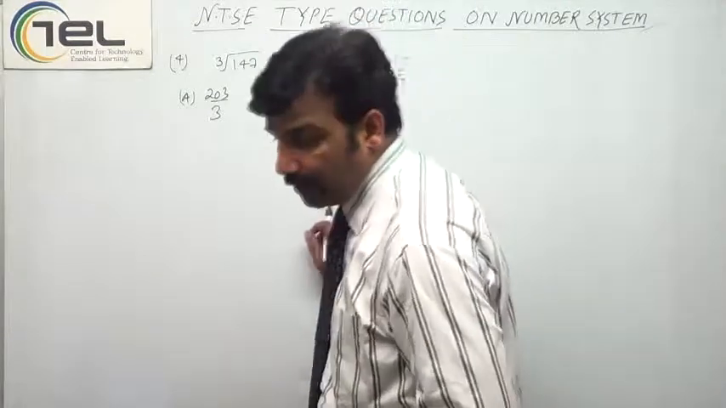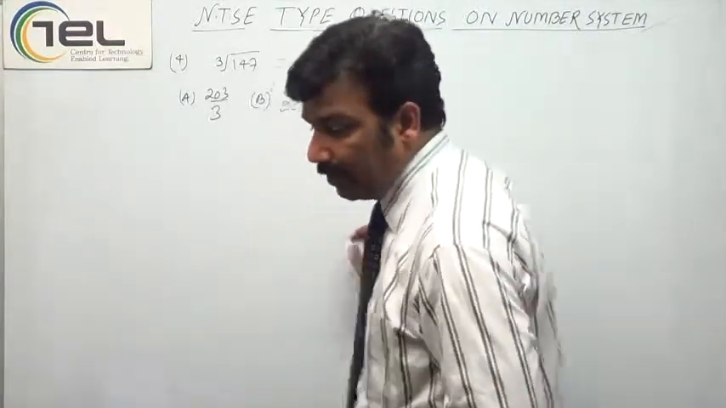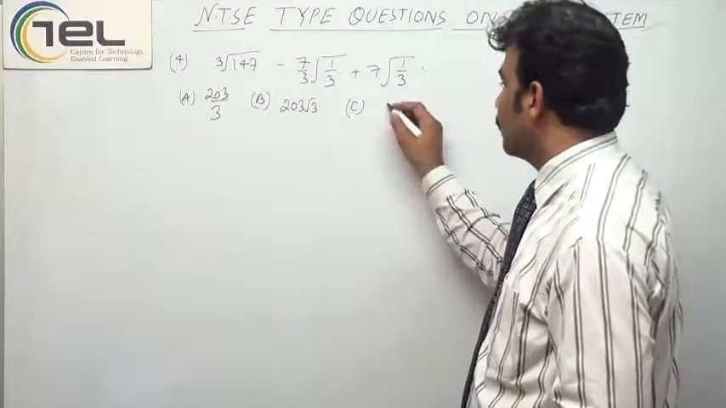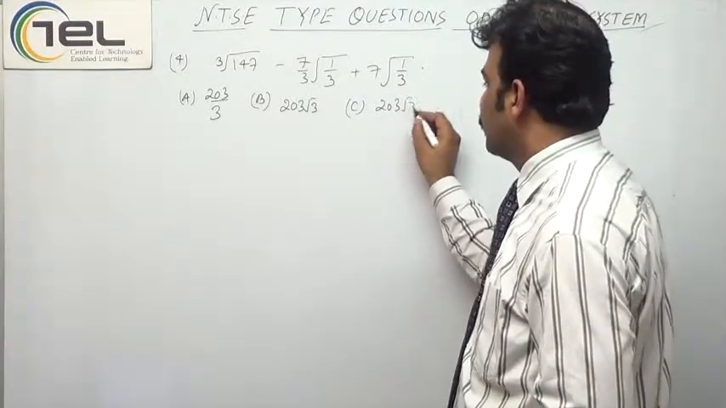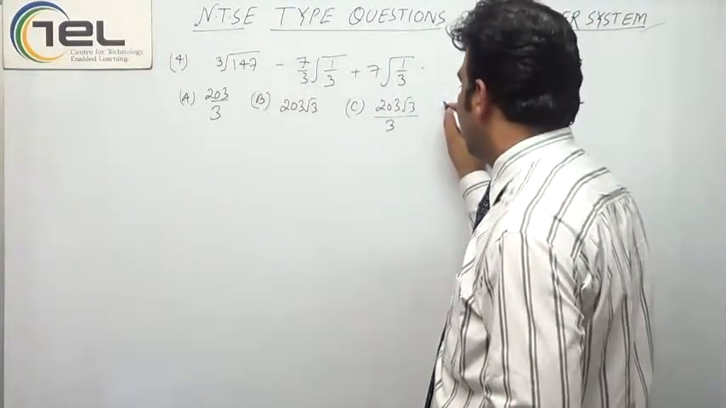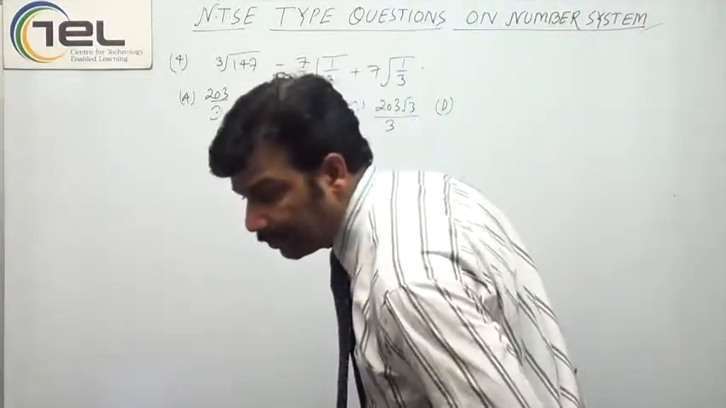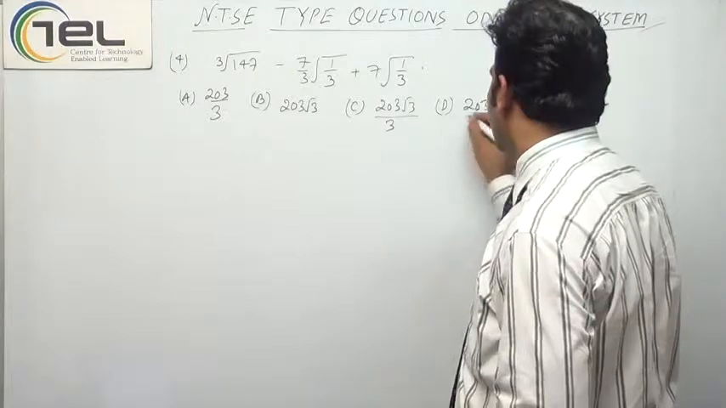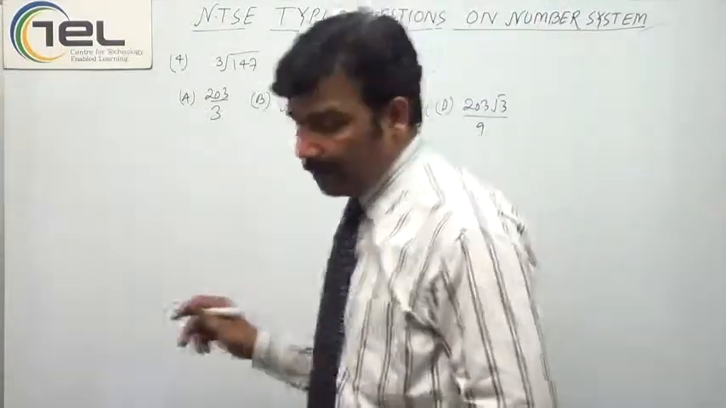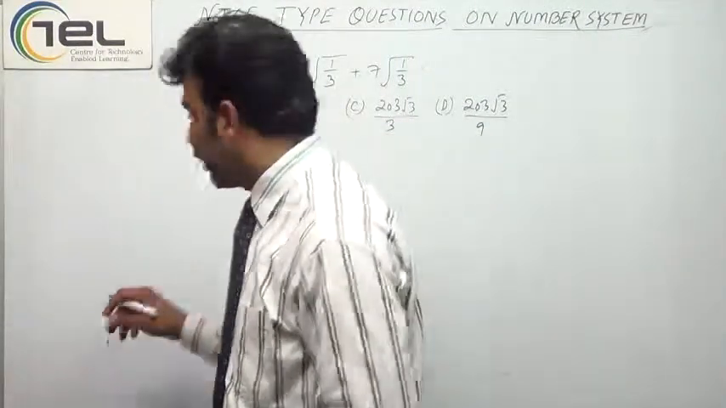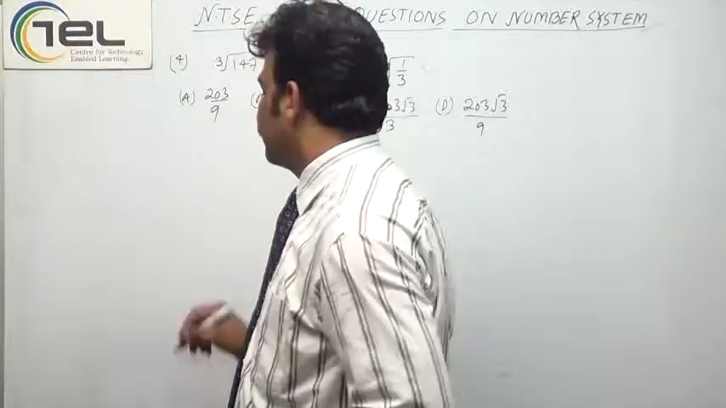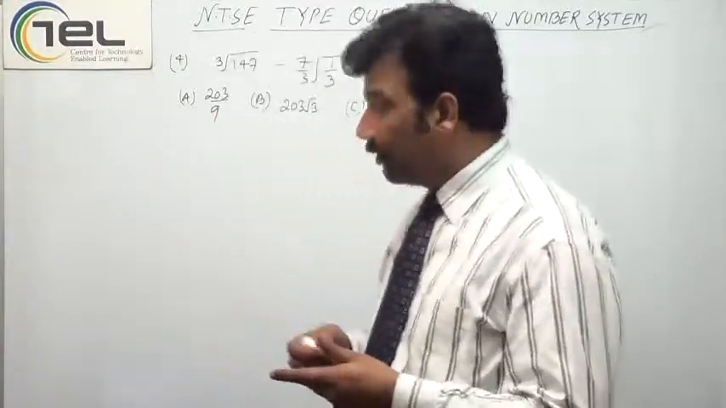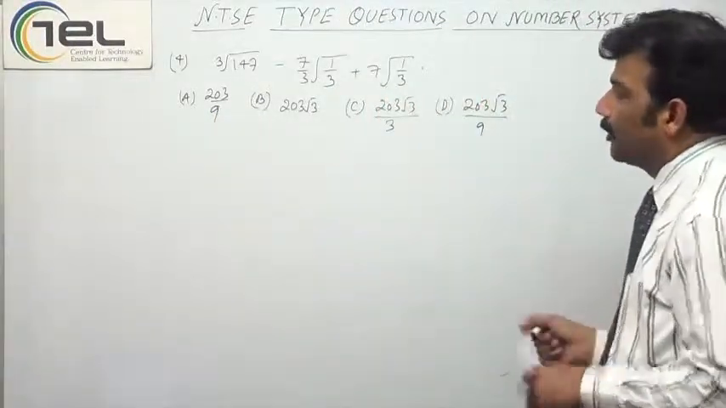Option C says it is 203 root 3 by 3, and D says it is 203 root 3 upon 9, and the first option is over 9. 203 by 9, not 3, it is 9. So let's solve it.